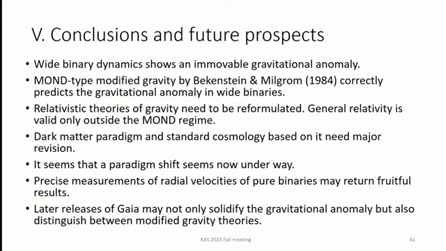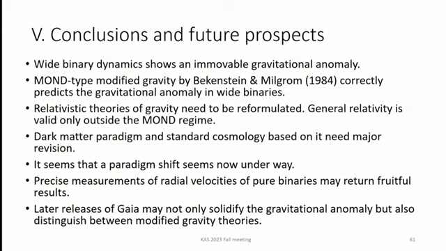So Mond-type modified gravity correctly predicts the gravitational anomaly, based on my test. And the relativistic theories need to be reformulated, because general relativity approaches Poisson's equation, not the modified Poisson's equation. So general relativity is actually limited. It's valid outside the Mond region. And the dark matter problem and standard cosmology based on it need major revision. It seems a paradigm shift is now on the way. I mean what I say.